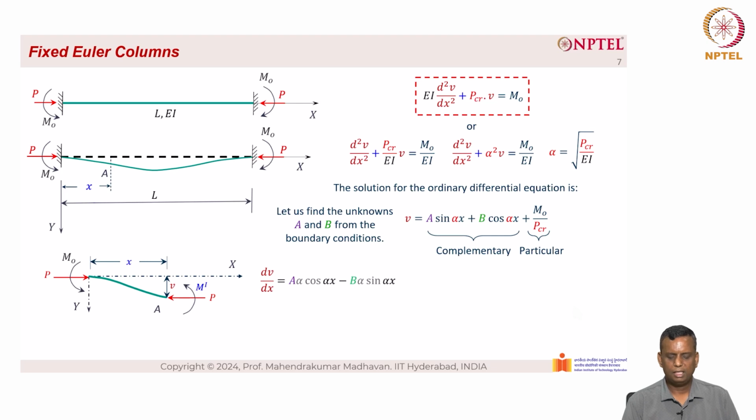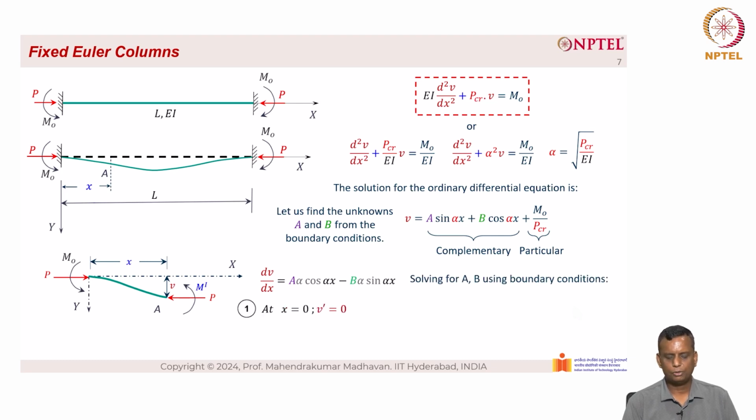We know that dv by dx equal to a alpha cos alpha x minus b alpha sin alpha x. Because when we differentiate sin, we get cos. When we differentiate cos, we get sin. So that is why we get the value dv by dx equal to a alpha cos alpha x minus b alpha sin alpha x. Solving for a and b using the boundary conditions.